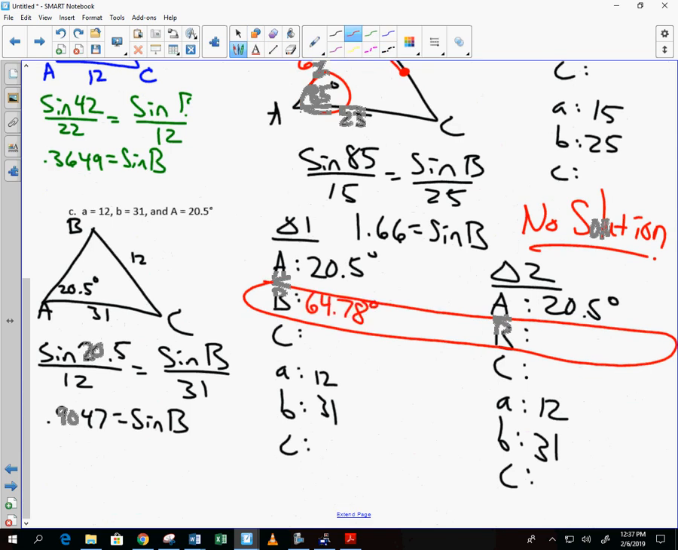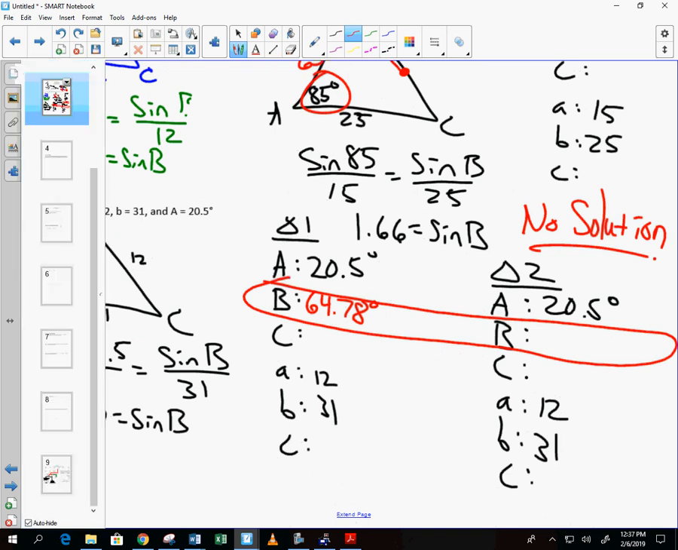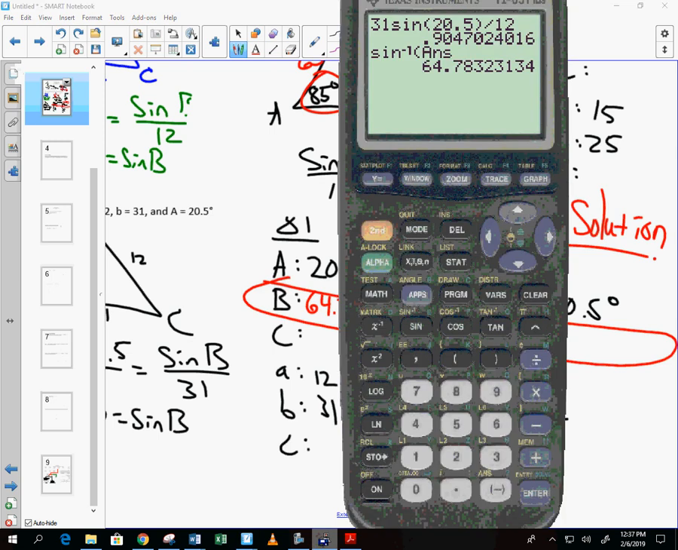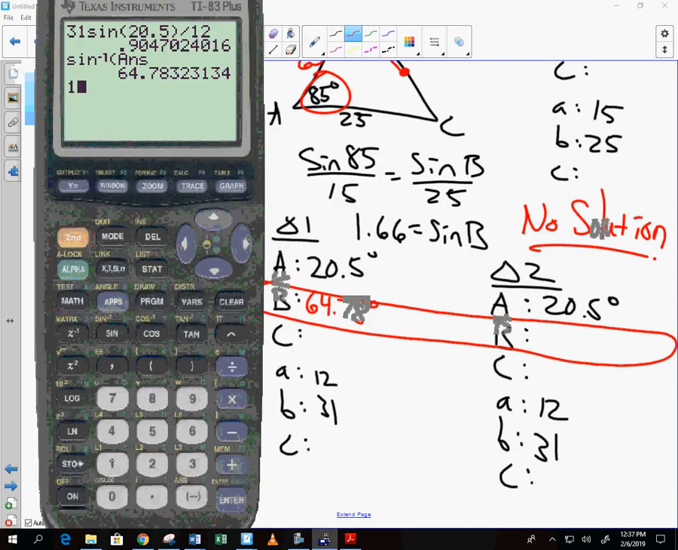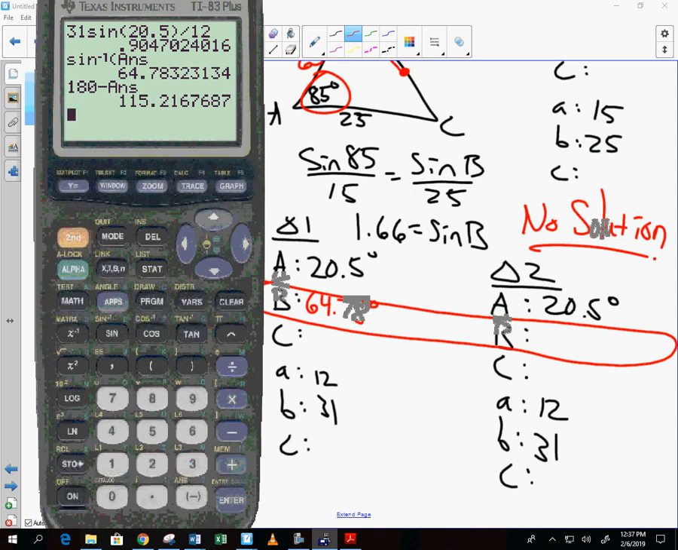Is that acute or obtuse? It's acute. How do you find the obtuse one? What does it say? Yeah, I take 180 minus it. That's what the decision tree says. So I go 180 minus that guy, and I get 115.22. That's what ties the two triangles together. It's the only thing that ties the two triangles together.